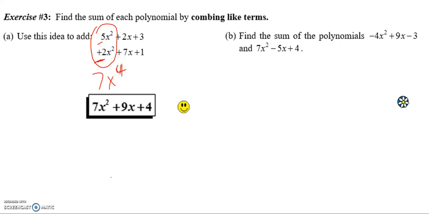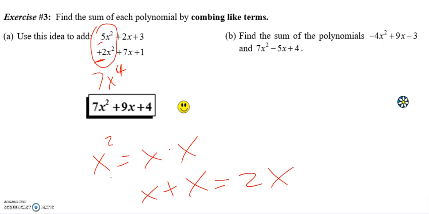Remember that exponents represent multiplication. So when I say x squared, I mean x times x. It's not x plus x; x plus x would not be x squared. That would simply be 2x. So again, when you're adding or subtracting, we're only looking at the coefficients, the number out in front. We don't do anything with exponents because, again, exponents mean to multiply, not to add. So very important to remember that.